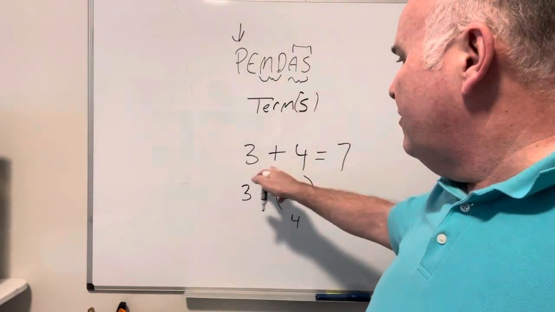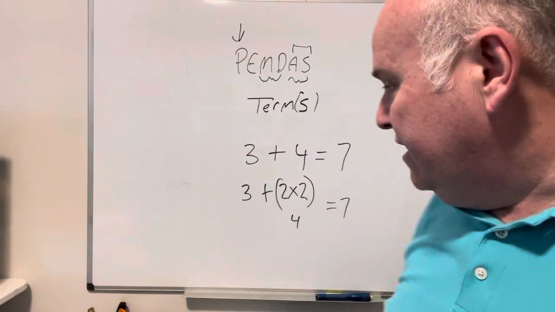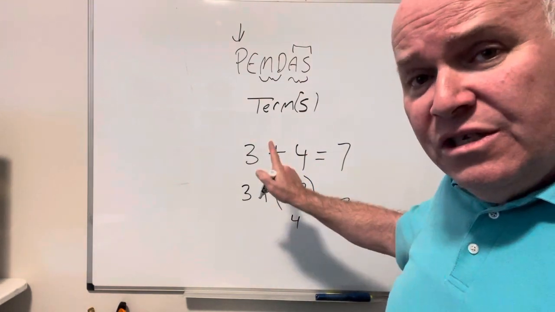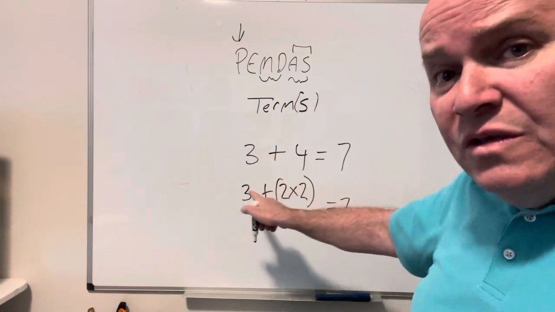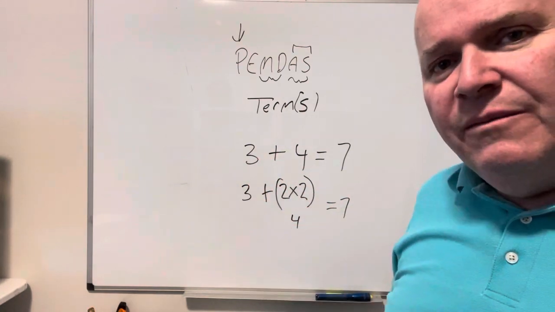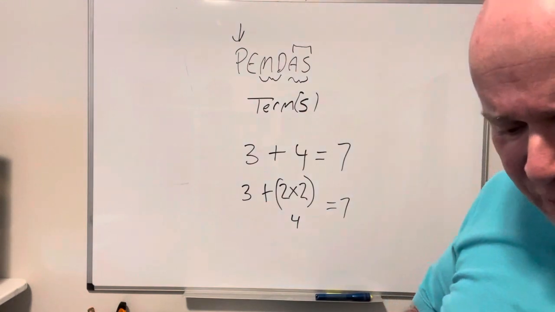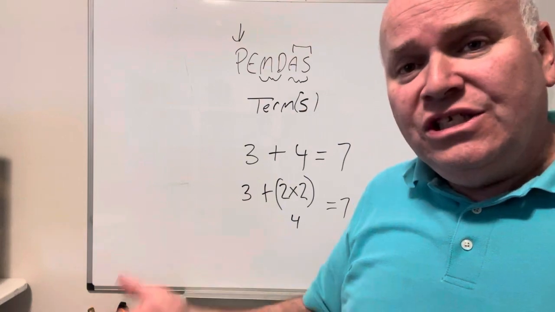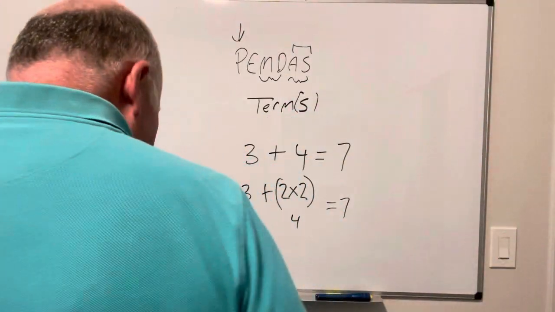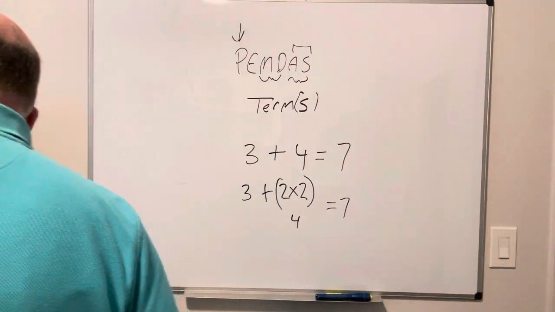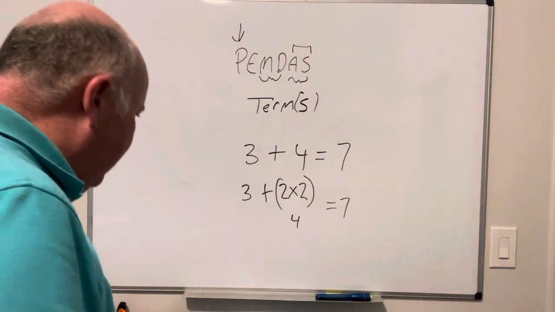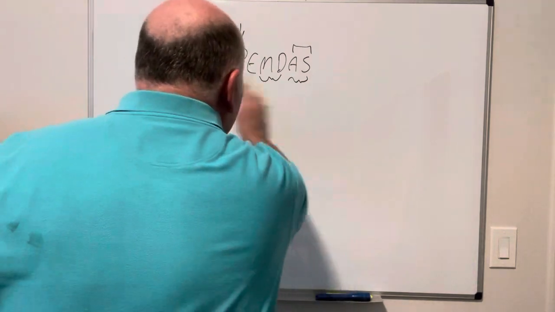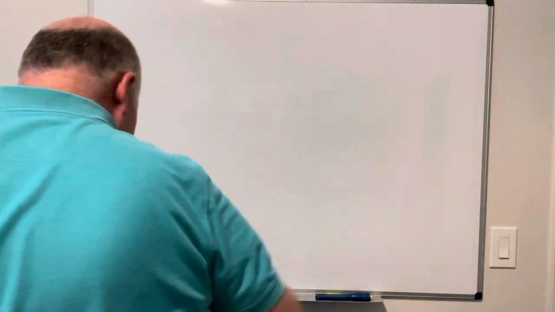Terms are separated by addition and subtraction signs. And in this particular parentheses, there's one term only, okay? Not 2 times 2, right? There's one term. It's 2 times 2, because multiplication and division are shortcuts for addition and subtraction, that kind of thing. And so that's something key to remember in terms of terms and PEMDAS. Okay, and we're going to see a little bit of that as we go through some of these problems.